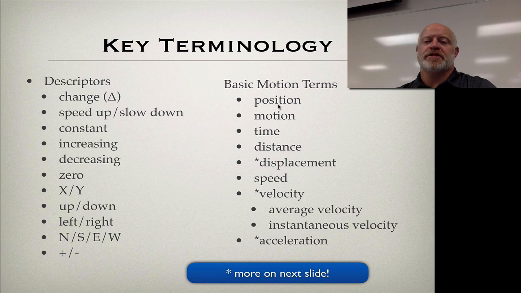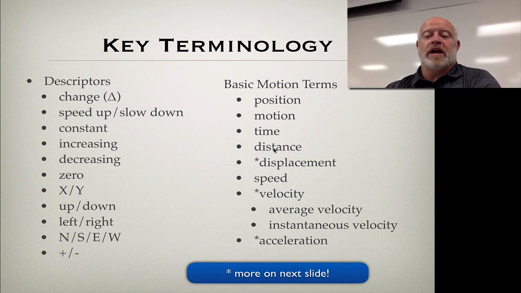Now, if you have a certain position and you have motion through time, you're going to travel a distance. Okay, so distance is basically how far you travel. Now, you may think that distance and displacement are the same thing, and they really aren't. When we start talking about distance and displacement, the distinction is distance is just how far you go, whereas displacement is a measure of where did you start compared to where did you end.